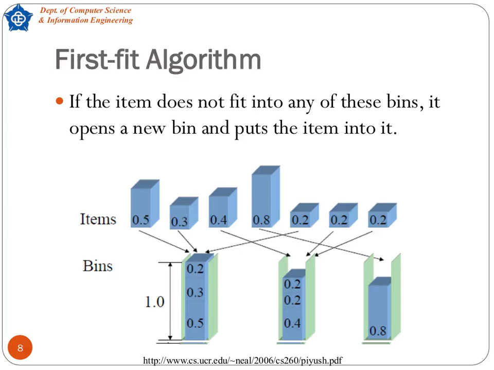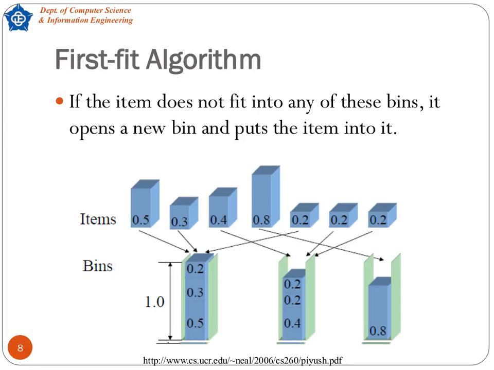3. When the 0.4 item arrives, it does not fit into bin 1. 0.8 plus 0.4 is greater than 1.0. Following the rule, a new bin 2 is opened and 0.4 is placed inside. Bin 1: 0.5, 0.3. Bin 2: 0.4.